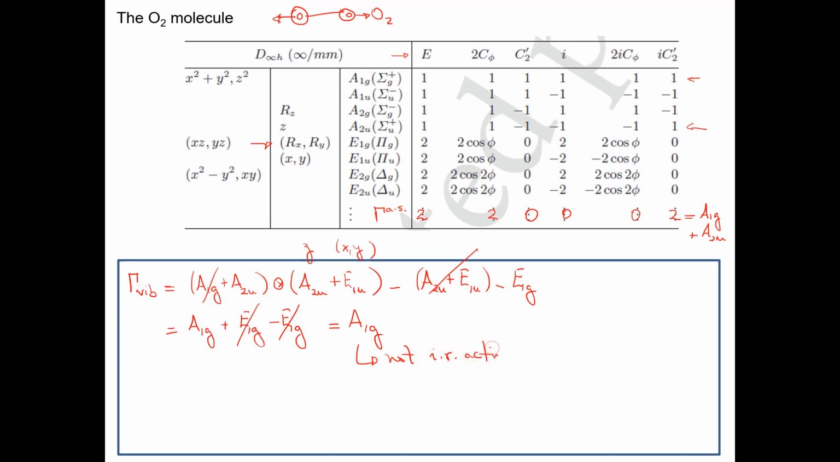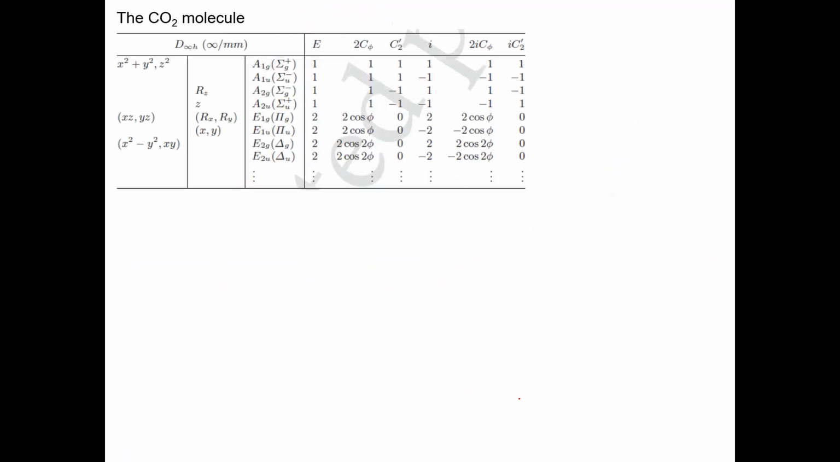So if you do an infrared absorption on oxygen, you won't see anything. But it is Raman active. Now you see the quadratic functions right here for A1g. So it's not infrared active, but it is a Raman active mode. Okay. All right, very good. Next one.